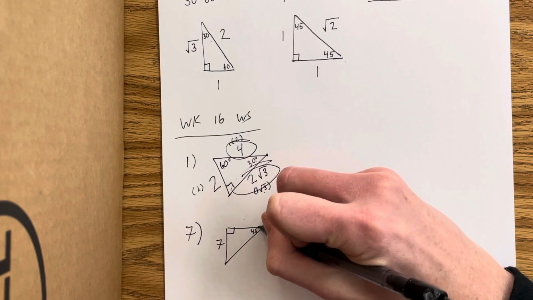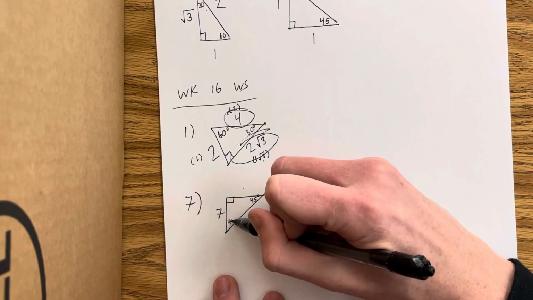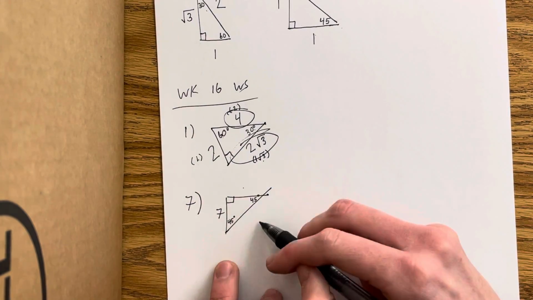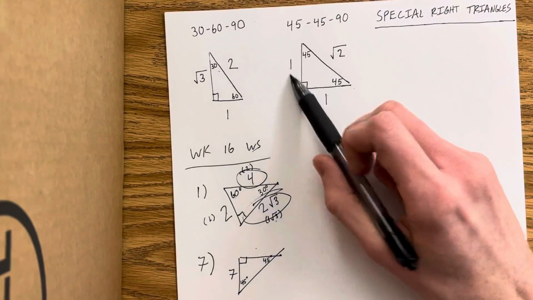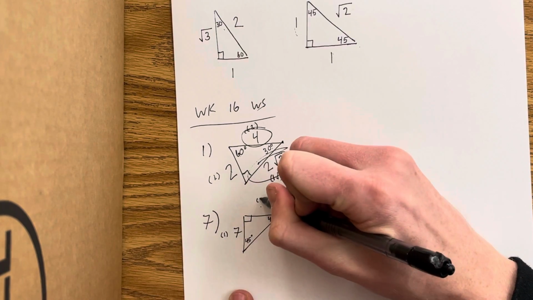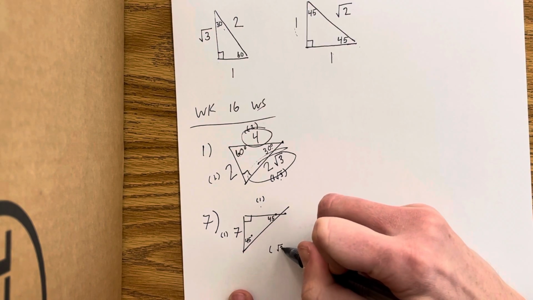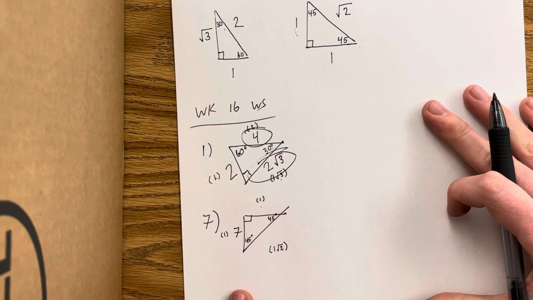It's got 45 degrees right here, and because all the angles add up to 180, I know this angle also is 45 degrees. So we need to find the other two sides of this triangle. So let's take a look. For our 45, 45, 90, our legs have a value of 1, and our hypotenuse has a value of square root of 2. Or if you want, you could call it 1 square root 2.